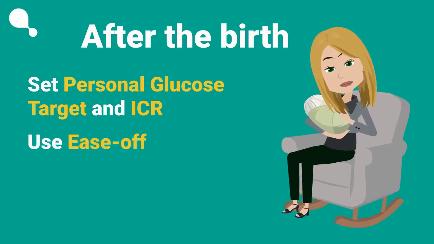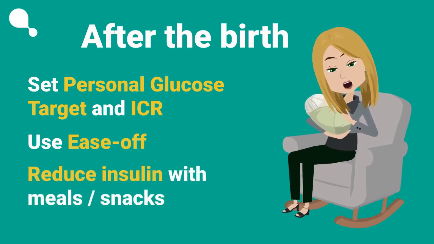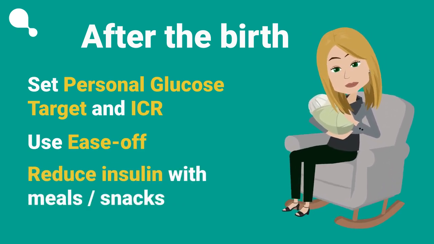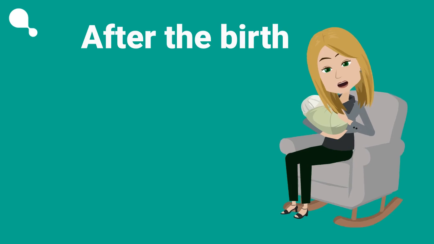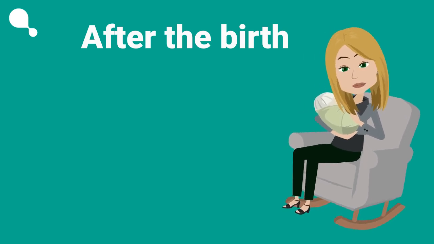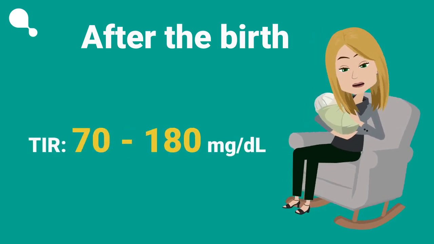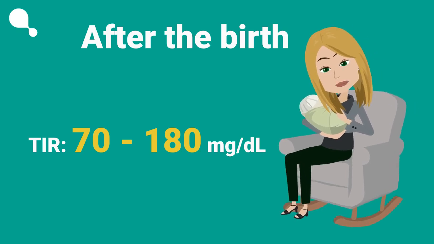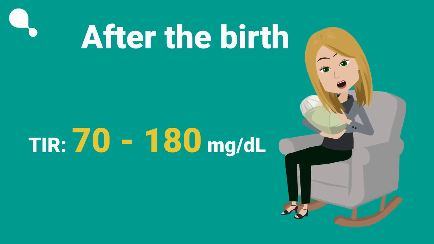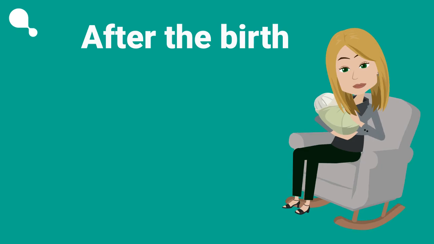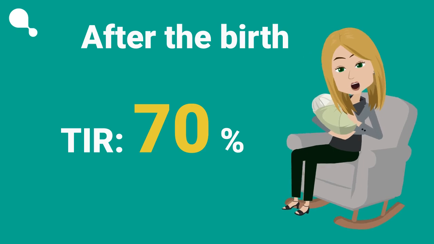Consider using EaseOff to make the algorithm more relaxed and reducing the pre-meal insulin bolus, especially if breastfeeding. There is no need to try restart the algorithm. It will quickly adjust to your post-pregnancy requirements. Please change the time in range setting back to 70 to 180 milligrams per deciliter in the Settings and Statistics menu. Our research results showed that those women using CamAPS FX at 6 months after the birth were achieving 70% time in range, even while caring for a newborn.